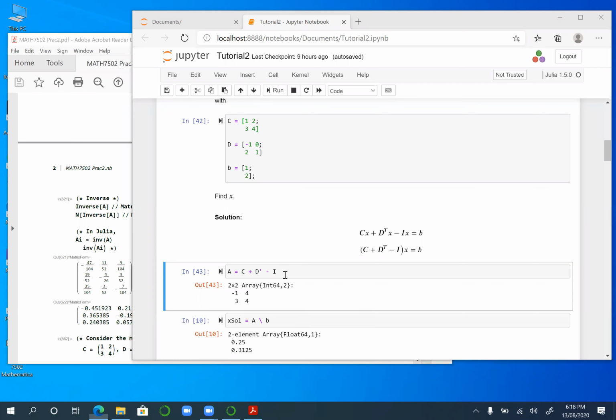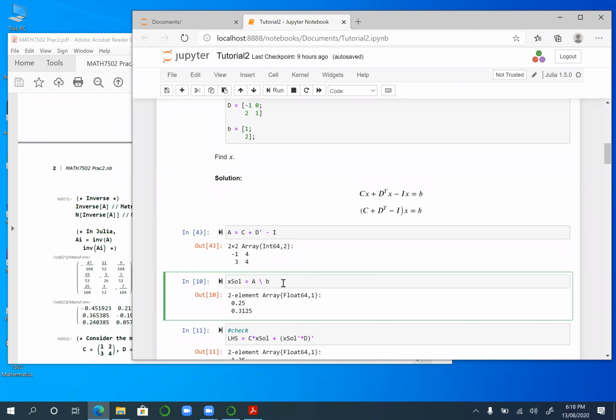All right, so now that we've entered the matrix A into memory, we can then just use the solve mechanism here in Julia to solve AX equals B. All right, so we've got X solution, or X sol, equals A backslash B. Now that's a lot like what you would write in MATLAB if you know how to use MATLAB. To do something similar in Mathematica, I would write LinearSolve and then A comma B. All right, so let's run this.